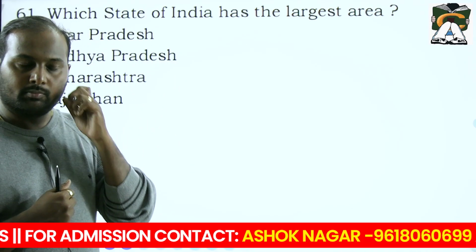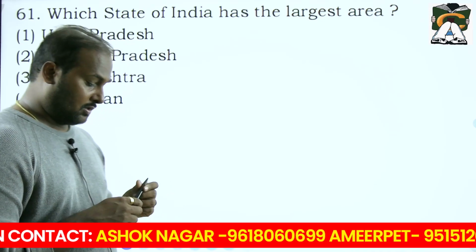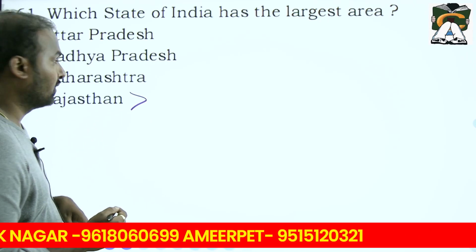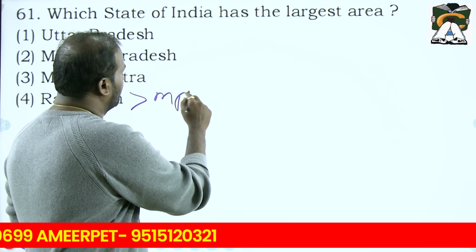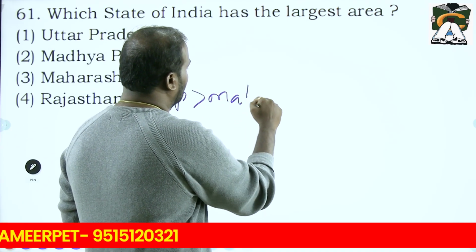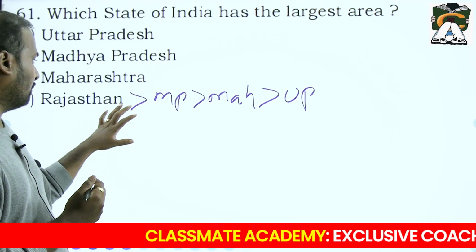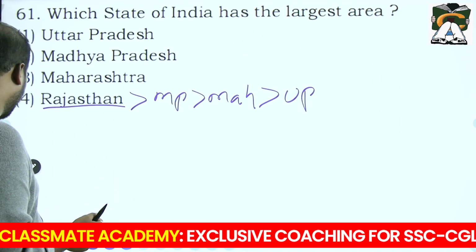See, at least you should be in a position to remember the top 3 or 4 states regarding the areas. So the first one is Rajasthan. Then after Rajasthan, you have Madhya Pradesh, then Maharashtra, and then Uttar Pradesh, UP. So these are the top 4 states you try to remember for the exam. In this case, your answer is Rajasthan regarding area.